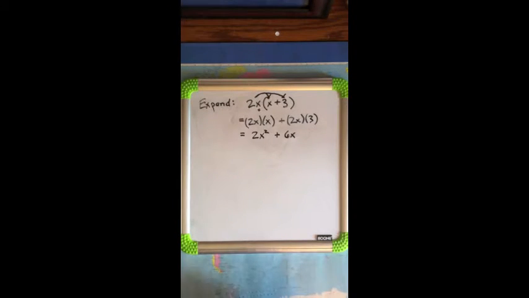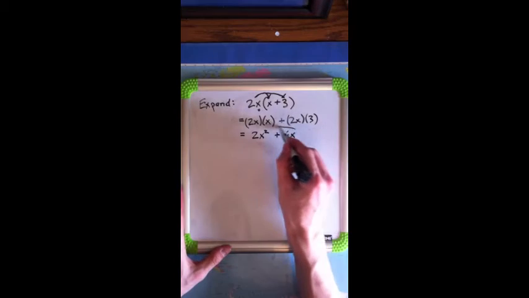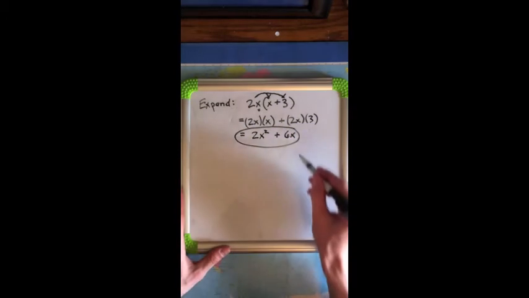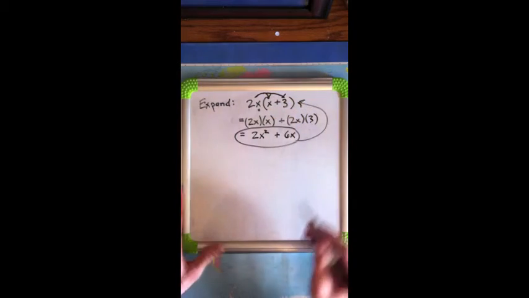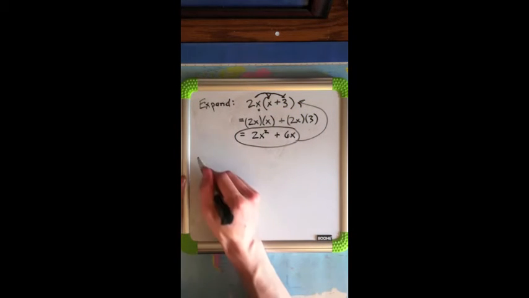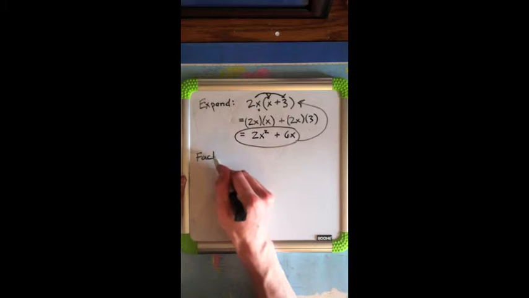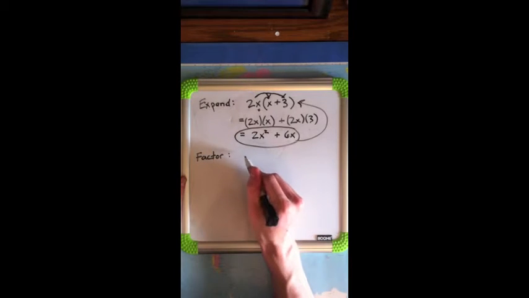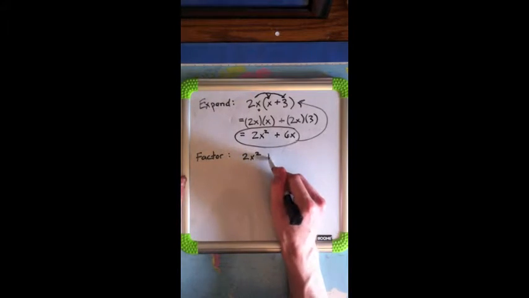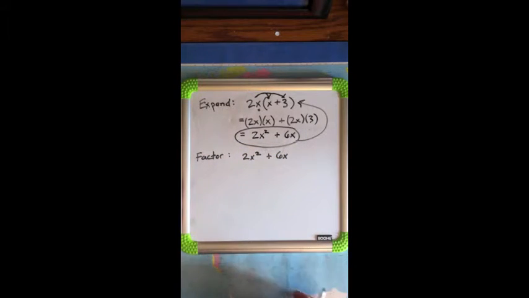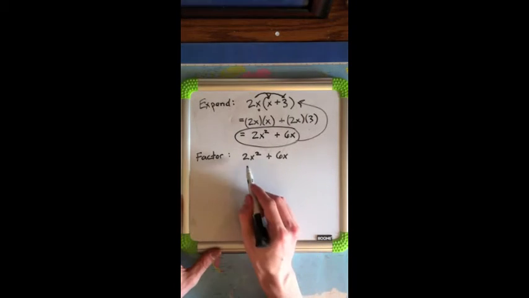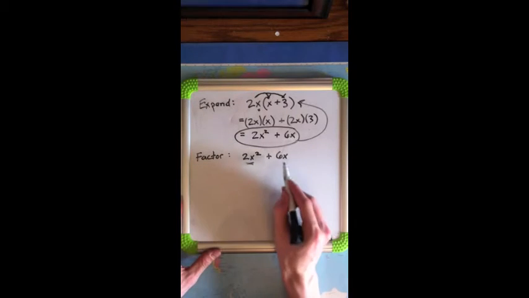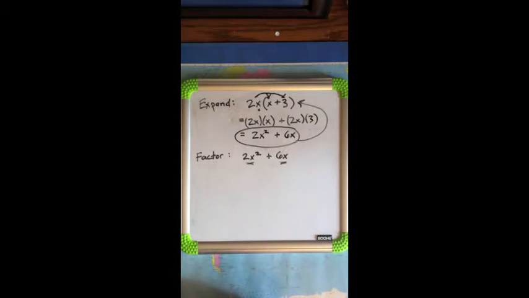Now, again, what we want to do is we want to take this and get it back in that form. And that's what we call factoring. So we want to factor 2x squared plus 6x. But before we can factor, what we have to do is we have to find out what's common between this term and this term. So how do we do that?